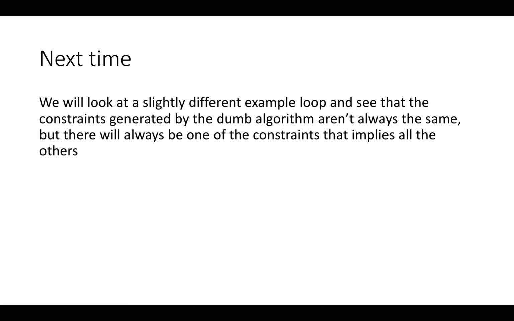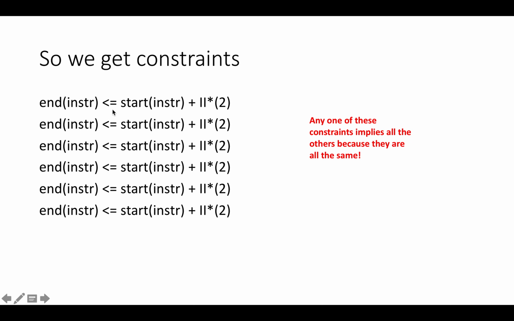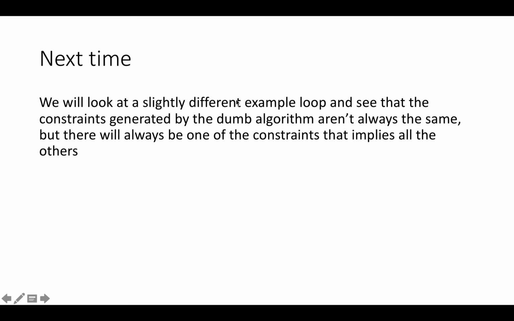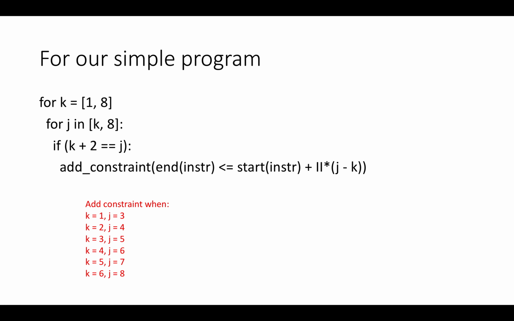So next time we're going to look at a slightly different example, and we're going to see that even if we don't get this case where all the constraints are exactly the same, we will find that every constraint generated by the dumb algorithm will have the property that for the entire set of constraints, there'll be exactly one constraint in the set that implies all of the others. And just to give you a teaser of why, if you look at the form of this constraint, it only depends on the difference between j and k, right? Everything else is invariant of the number of loop iterations.